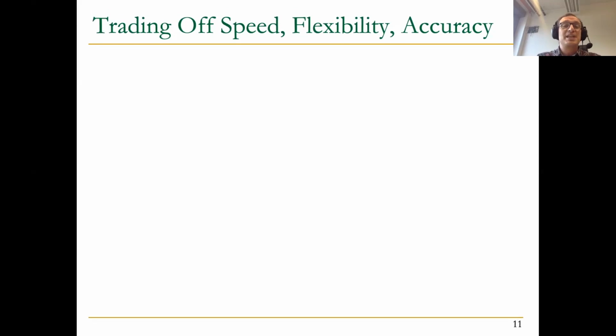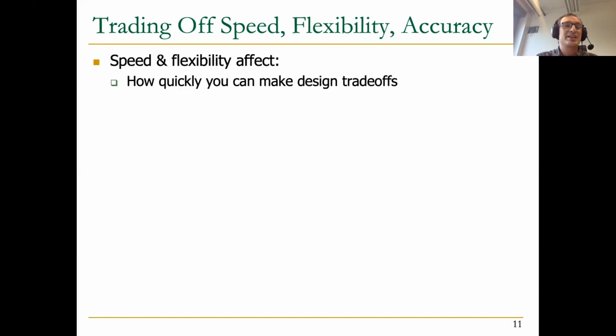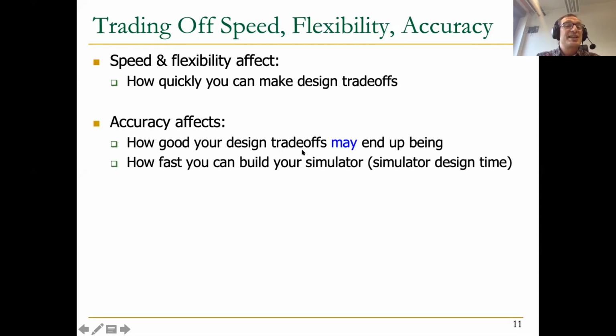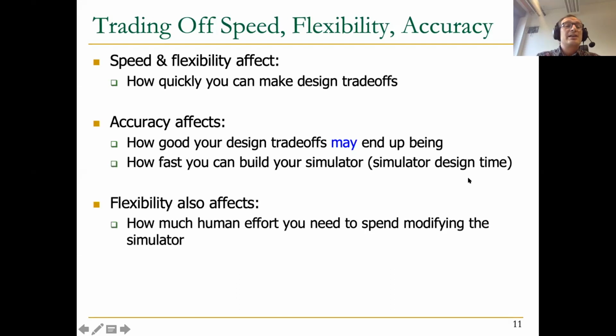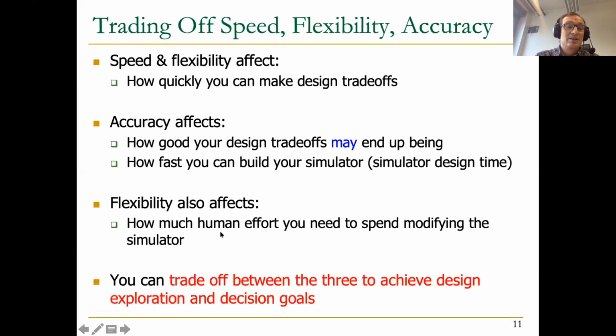But let's talk about trading off speed, flexibility, and accuracy a little bit more, because this really goes to the heart of simulation. Speed and flexibility clearly affect how quickly you can make design trade-offs, as we've discussed. Accuracy affects how good your design trade-offs may end up being. It also affects how fast you can build your simulator. There's simulator design time and simulator modification time as well. Flexibility also affects how much human effort you need to spend modifying the simulator. And you can trade off between the three to achieve design exploration and decision goals. And as I said, your goals may be very different. And I've already talked about the different kinds of trade-offs you can make. But always keep in mind that speed and accuracy go against each other. They're at odds with each other.